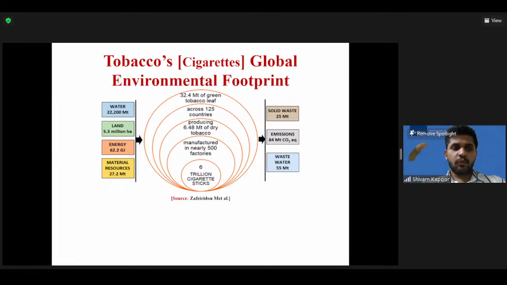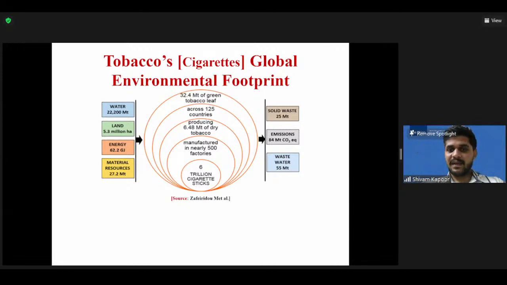Talking about the global environmental footprint contributed by these 6 trillion cigarettes, globally some 32 million tons of tobacco leaves are used to produce this amount, and this is data from across 125 countries. When this amount of leaf is generated, toxic elements such as fertilizers and pesticides seep into water, ultimately causing harm to the water cycle. And the emissions from this burden contribute an annual greenhouse gas contribution of nearly 84 megatons of carbon dioxide equivalent. So this is what goes into our air.